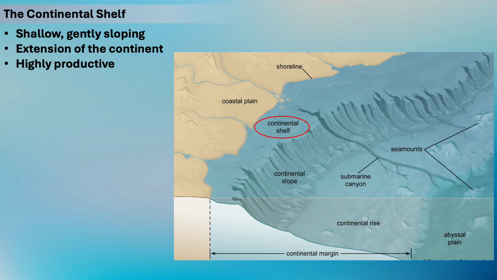Because of its shallow depth, sunlight can penetrate to the sea floor across much of the continental shelf. This allows photosynthesis to occur, making shelves among the most biologically productive regions of the ocean. Many major fisheries are located on continental shelves, and these regions have been strongly influenced by changes in sea level over Earth's history.